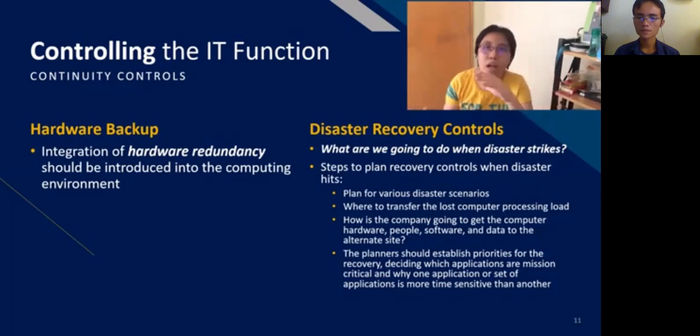So since disaster strikes, you have to transfer to another location. You have to think about how you would be transferring this equipment, your people as well, and of course your intangible data into a site wherein it's much safer and would greatly assure you that it can still support your processes and the information that you have. And then lastly, the planner should establish priorities for the recovery, deciding which applications are mission critical and why one application or set of applications is more time sensitive than another.